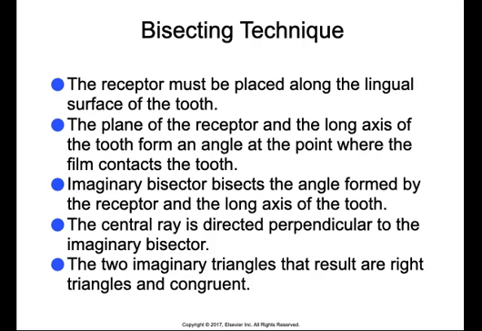The central ray is directed perpendicular to that imaginary bisector such that it creates a 90-degree angle. And the two imaginary triangles that it makes are right triangles, which are congruent. This is also known as the BAI, which is the bisecting angle instrument technique, or short cone technique.